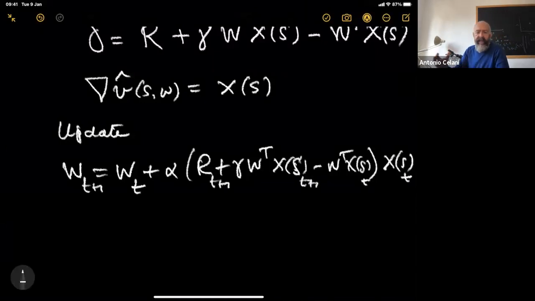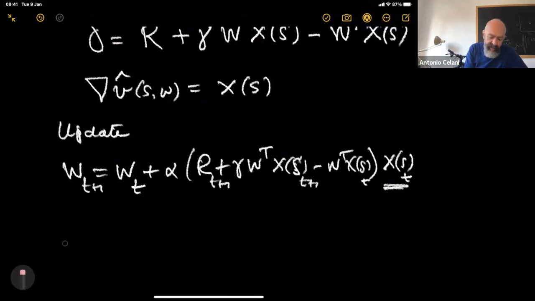So every time that I make a step, I update all the vectors proportionally to their feature. So if the feature is 0 for some state, I will not update it. But if it's not 0, I will update.